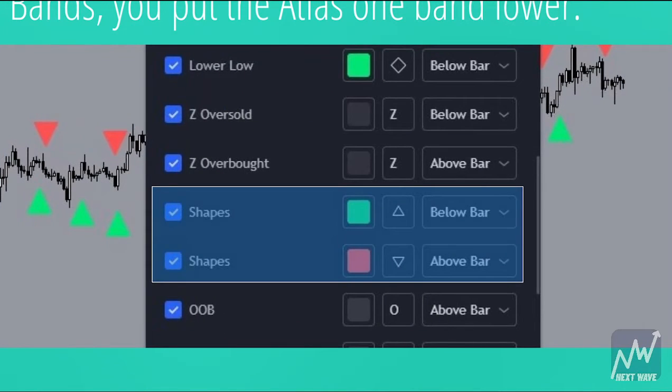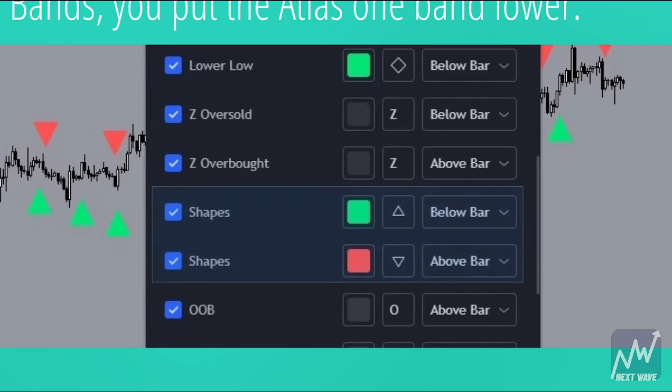So here's where you can edit how the shapes look, because as you can tell, the buy and the sell signals look very similar to the regular arbitrage bands. So what you can do is come over here to change the shapes to whatever shapes are available that you like, and you could also change the colors of the signals that pop up.